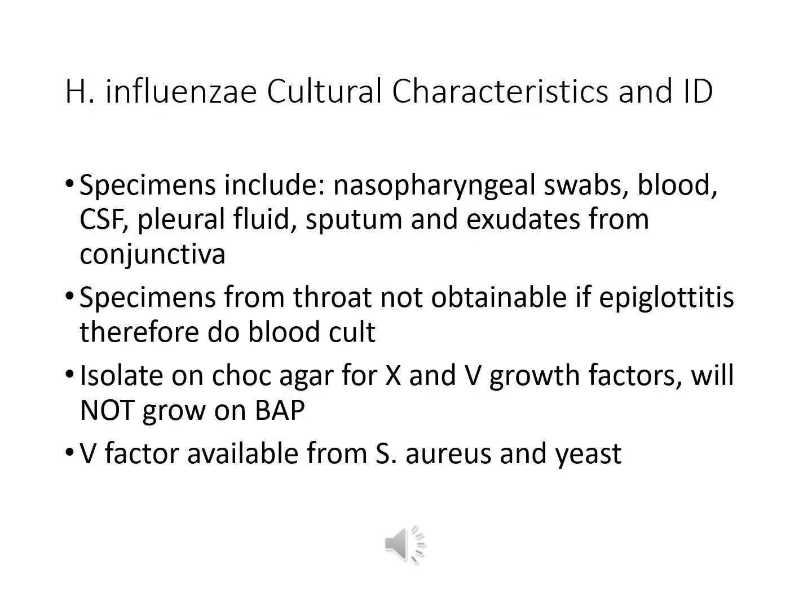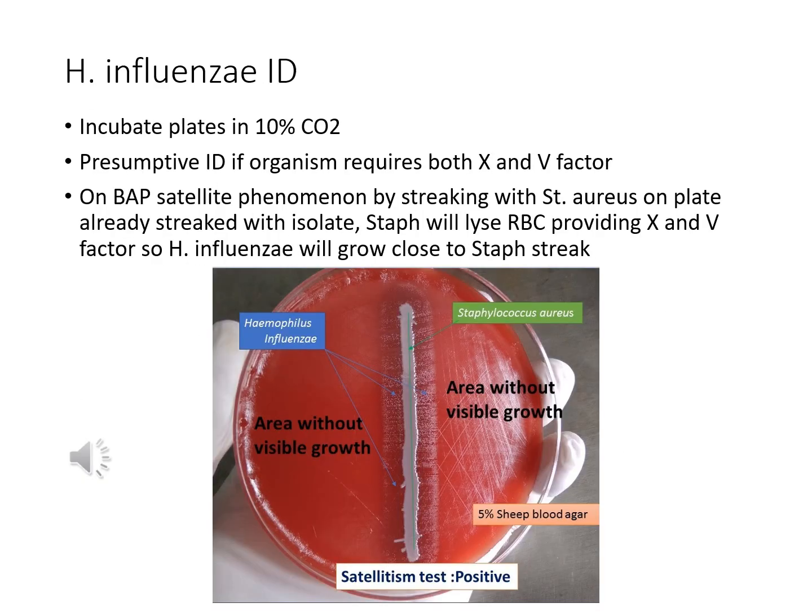V factor is available from Staph aureus and yeast, so sometimes we'll see satellitism, and we'll talk about that in a little bit. The plates are going to be incubated at 10% CO2, so again, another capnophilic, CO2-loving organism. For the presumptive identification, if the organism requires both X and V factors, you can presumptively identify that it is Haemophilus influenzae.